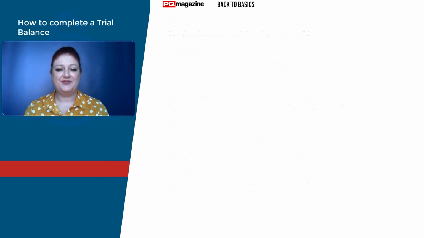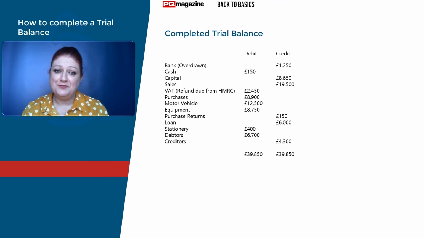Once we've entered all of our balances into the trial balance, hopefully the balances at the bottom should match. So we total up all of our debits and total up all of our credits and put the totals at the bottom. And if they're the same, we know that everything's fine. If they were different, we would need to investigate the reason for that.